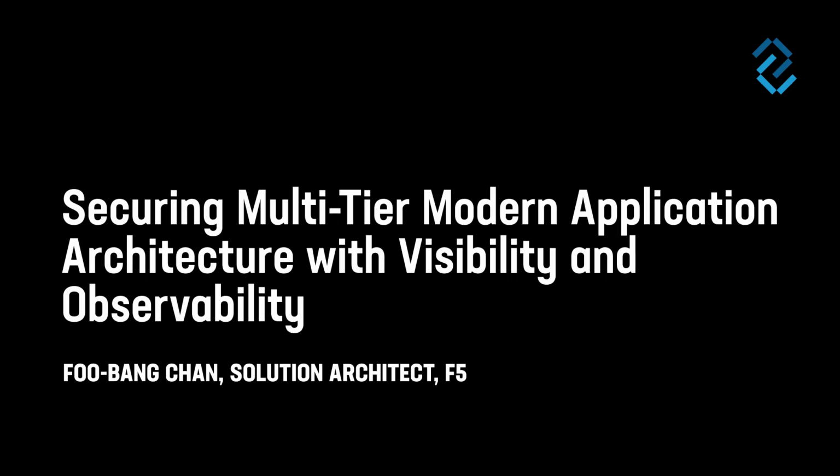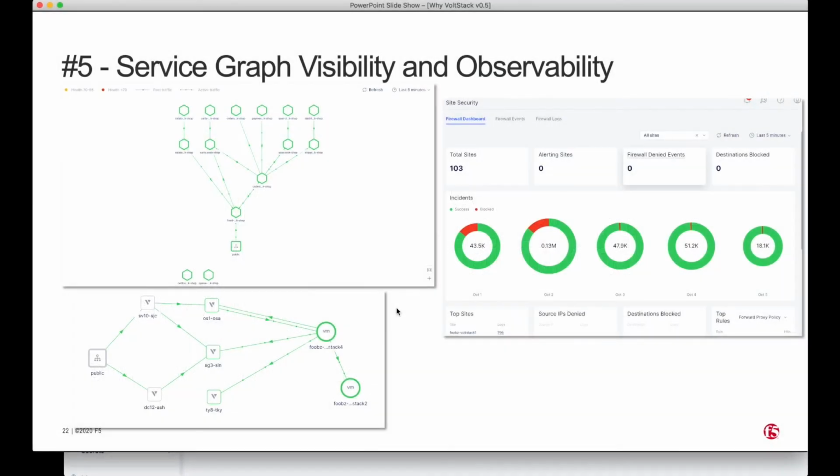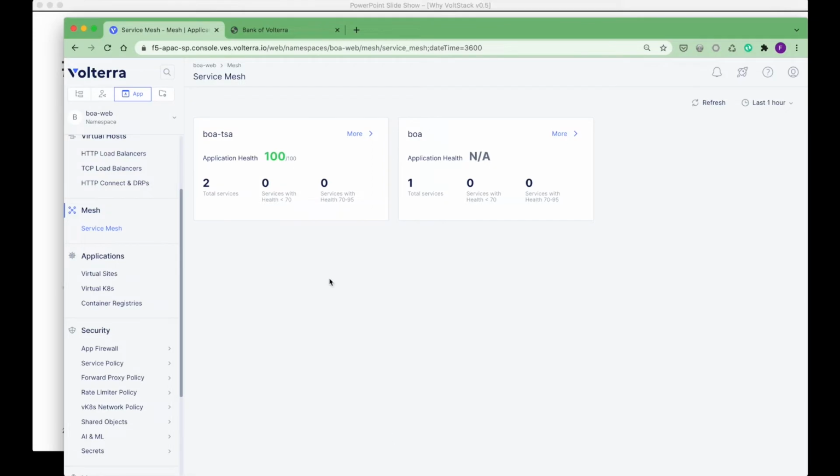In this video, I'm going to show a couple of visibility and observability features that you can potentially leverage in the Volterra Console to give you insight into what's happening in your environment. These are just a few screenshots that I captured from the environment, where you can have the service graph visibility, the app traffic visibility, as well as the firewall dashboard visibility. Let me log into the Volterra Console and show you the real environment.